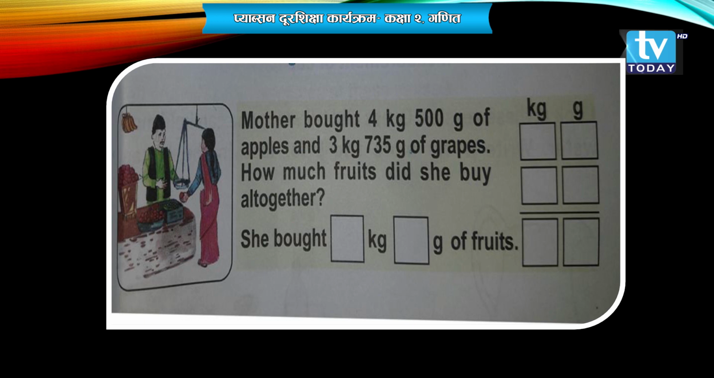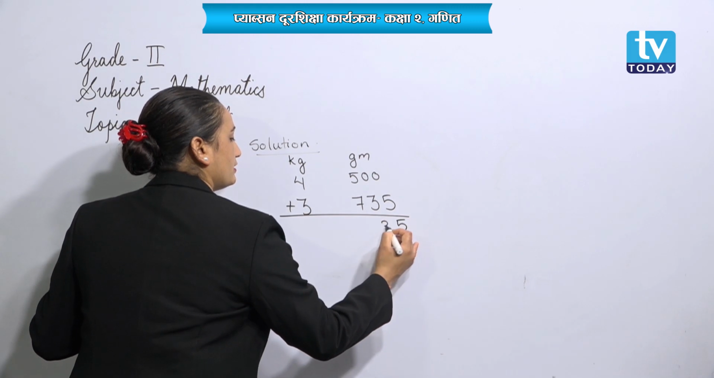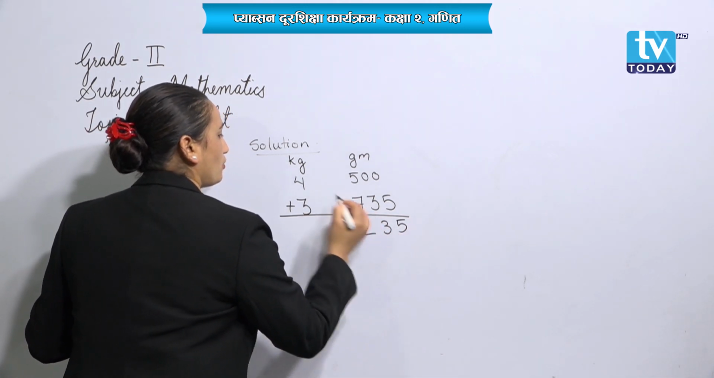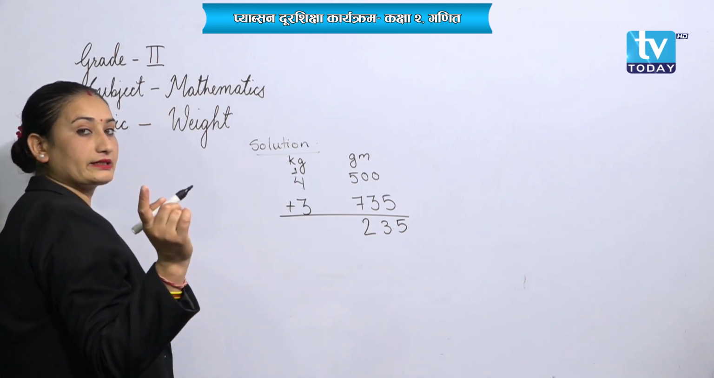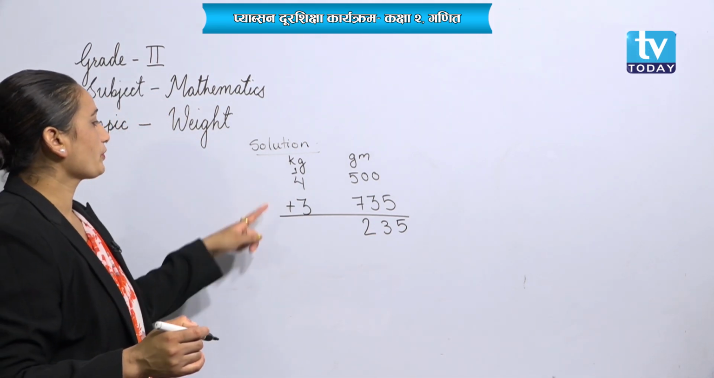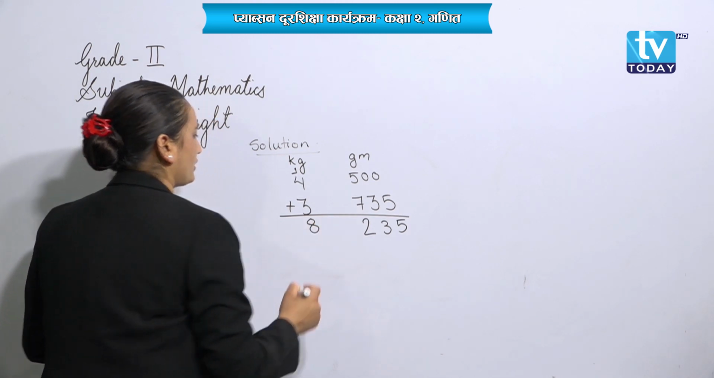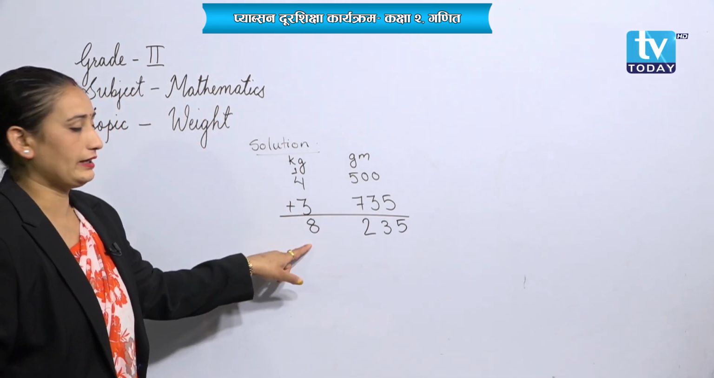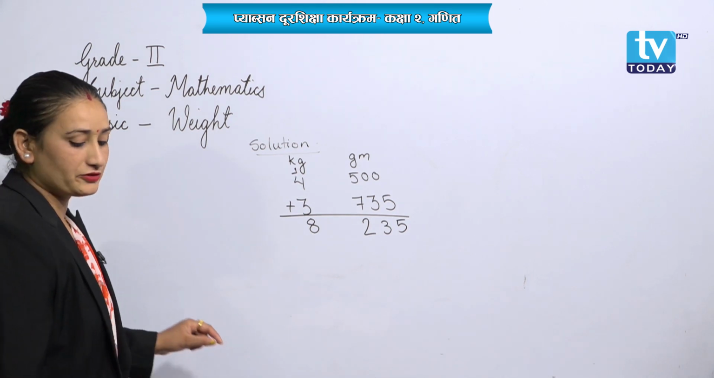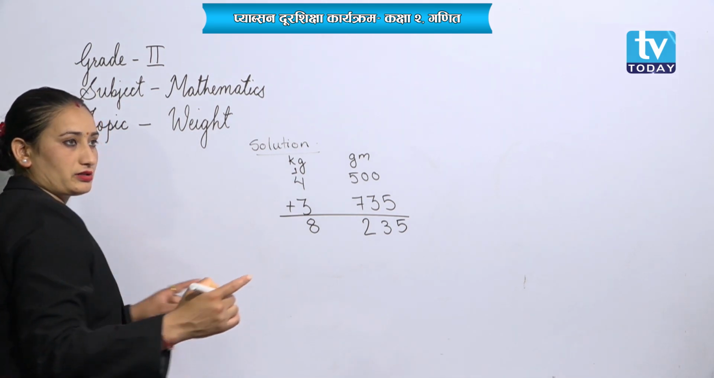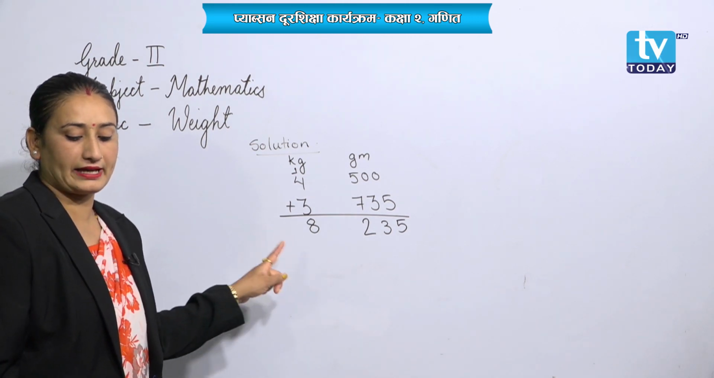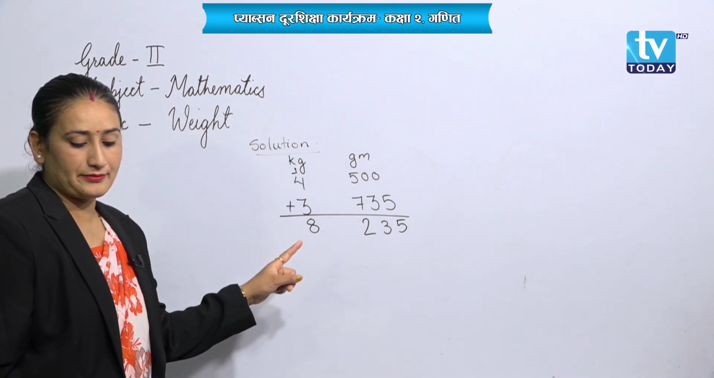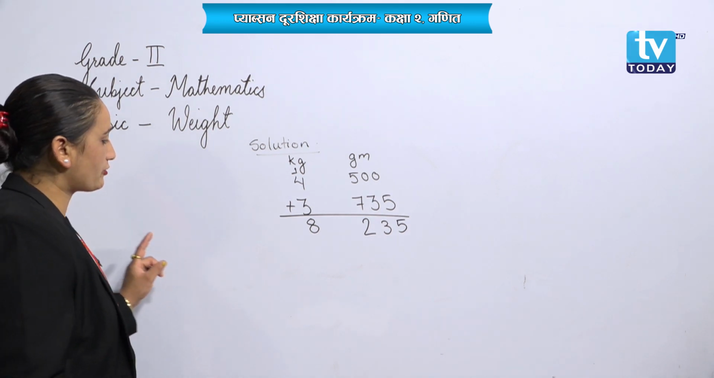Now, tell me, students, how much fruit did she buy altogether? So, let's add it then. 5, 3, 8, and 1 must be carried. Okay, you are in grade 2, so you have to show the carry also. Okay, 4, 5, 3, 8. Can we write it? Now you have to write it this way. Over there, what is written? She bought dash kg dash gram of fruits. Right? So you have to write here.